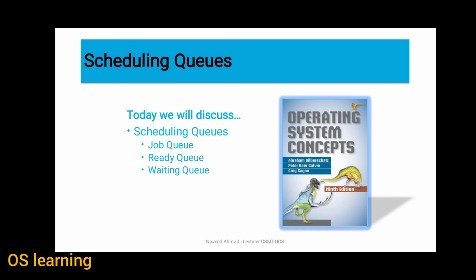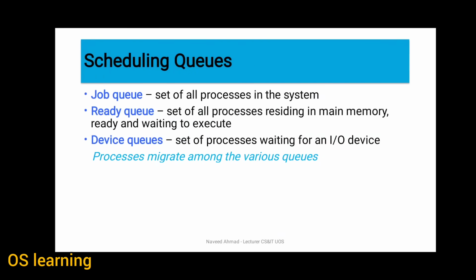Our next concern is the scheduling queue. In the scheduling queue, we have the job queue, ready queue, and waiting queue. A queue uses the process known as FIFO, first in first out. Keeping that in mind, we are going to discuss these scheduling queues. First, we have the job queue. The job queue holds all the processes in the system. Queue means line, so all the processes are set according to their order.